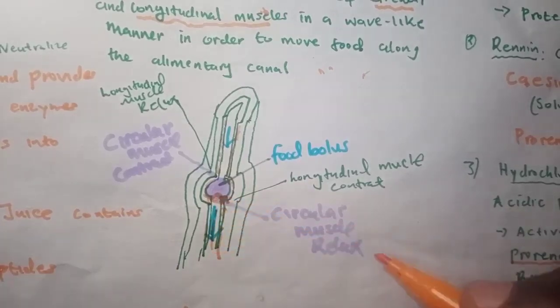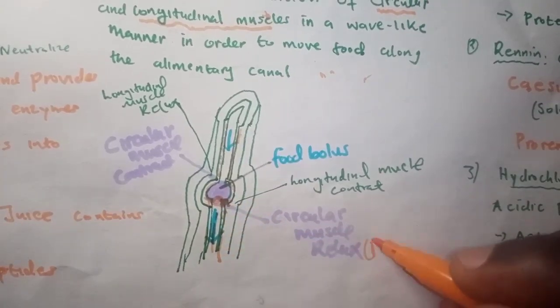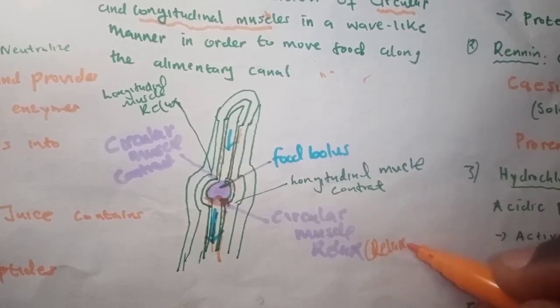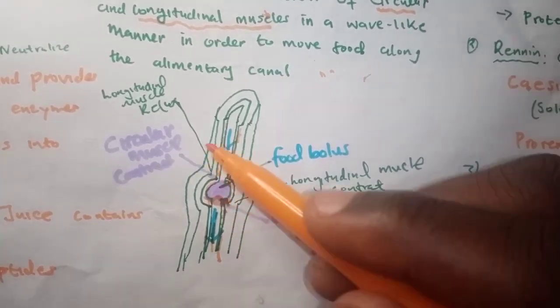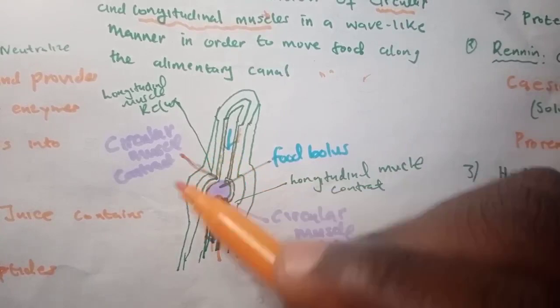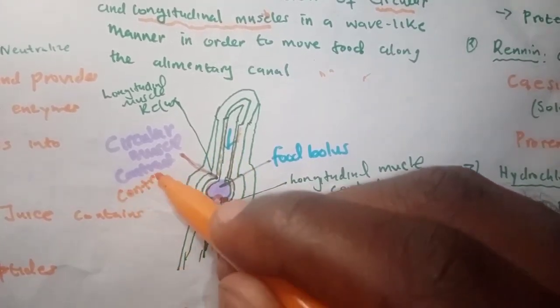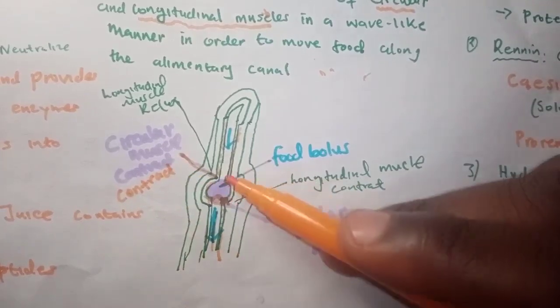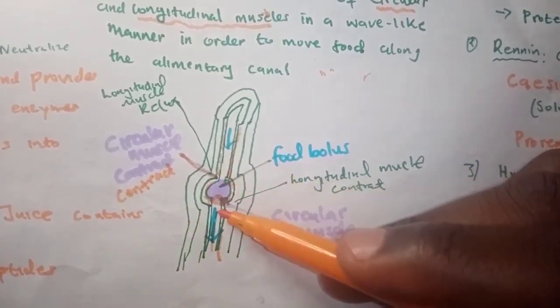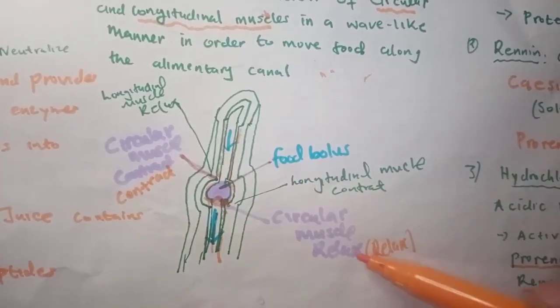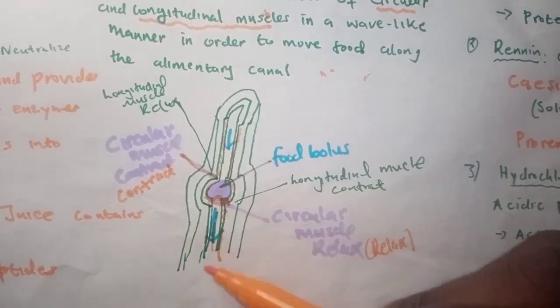Once the circular muscle here is relaxed, the other circular muscle that is here will contract. The circular muscle that will be here will do what? Will contract. So here contraction will push the food down, and the food has to go down. So here the muscles will relax to allow the food to come down.